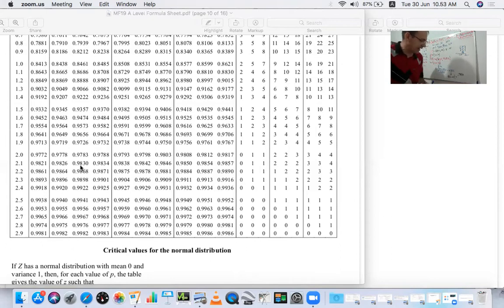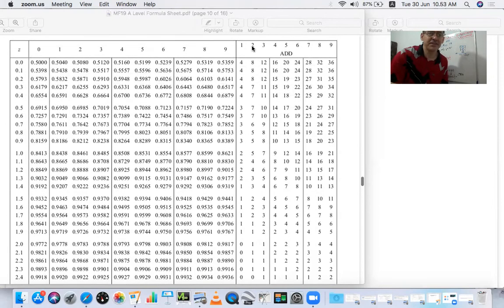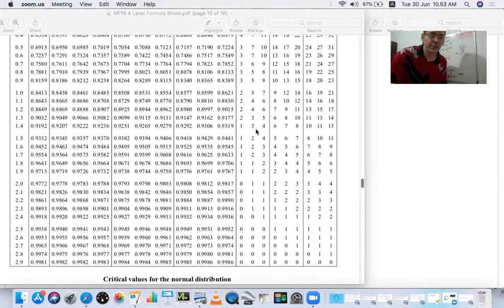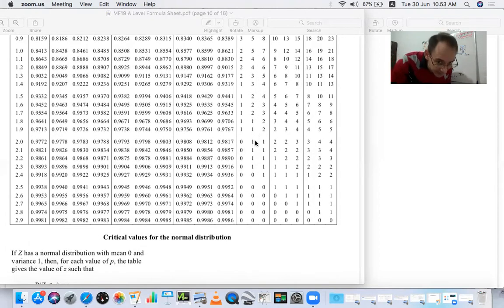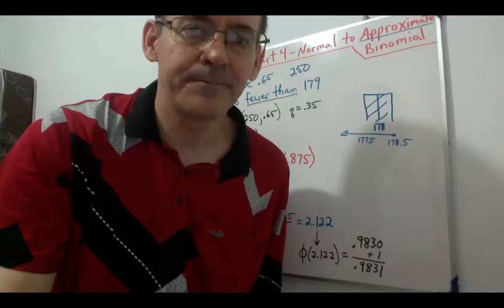And then we had a 2 on the end of that. So that 3rd decimal is this number over here, 2. We follow it all the way down to the 2.1 here. And all we're adding is a 1 onto it. So plus 1 didn't really change much. We get 0.9831. So let's come back to our board.